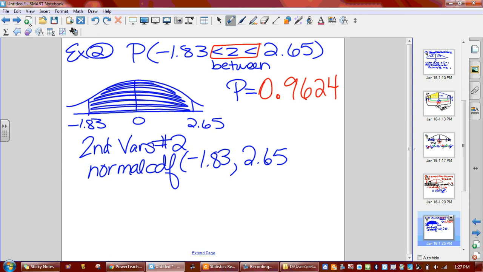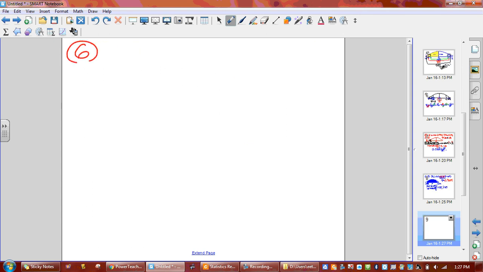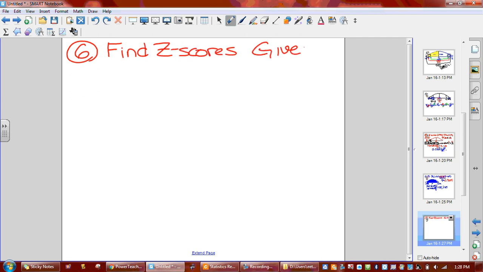All right, let's take a look at what if they give us the shaded area, but they want us to work backwards and find the Z score. So we're going to work backwards. So this is going to be number 5, or is it 6? Okay, 6 is working backwards. So number 6 is find Z scores given probability and area.